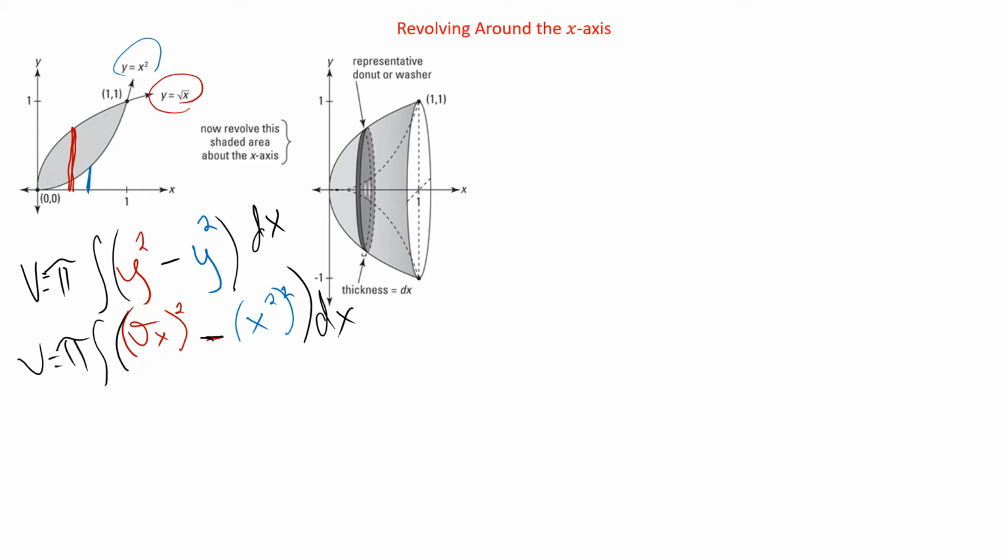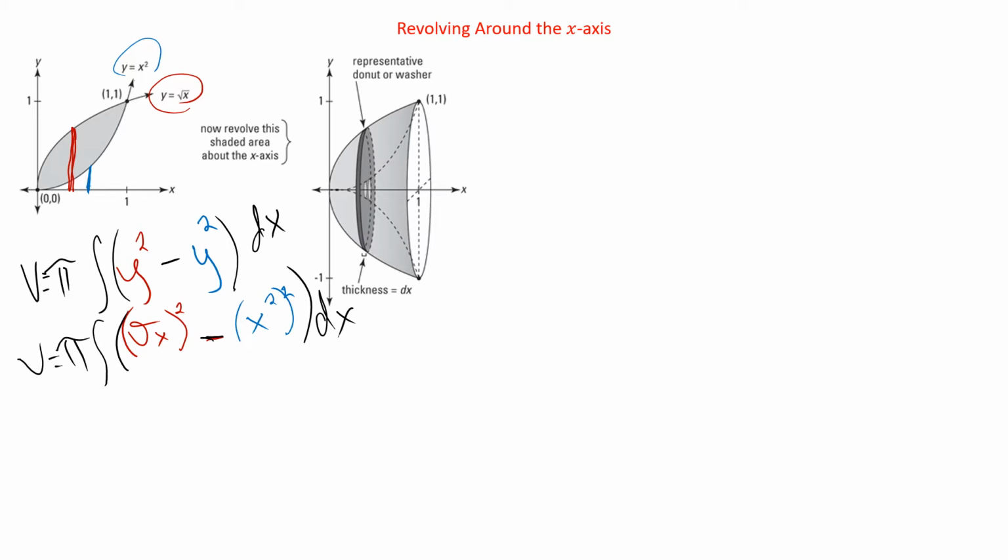Oh, and our bounds. Where are our x's going? In a lot of these, you're going to have to figure out where they intersect. Sometimes they'll tell you, but you might have to figure out where they intersect. In this case, with our graph, it's fairly obvious. So, hey, look, it looks like they intersect at (0, 0) and (1, 1). Let's plug them in. Is 0 squared equal to 0?